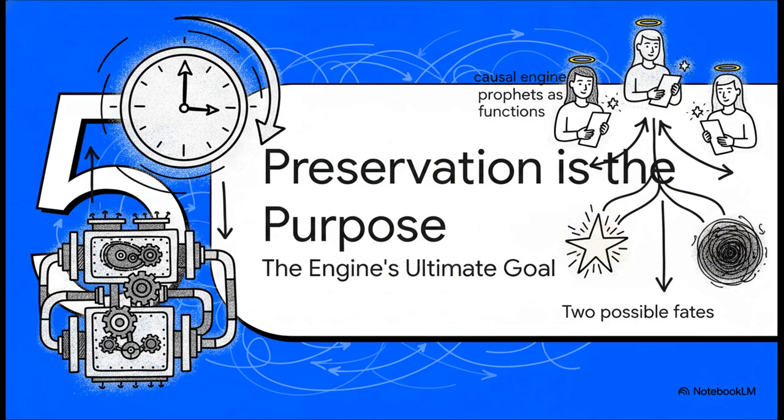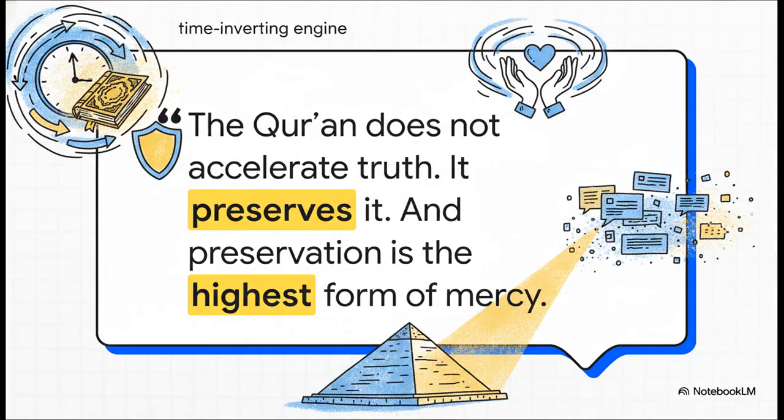So let's bring this all home. We've talked about a clock that runs backwards, a 4-stage causal engine, prophets who are more like functions, and 2 possible fates. What is the ultimate goal of this entire cosmic setup? Why build a system that's so complex? And this brings us right to the heart of it. The purpose of this time-bending engine isn't to spread truth so fast that it risks getting corrupted. No, its sole purpose is to preserve it, perfectly and eternally. And in a world where basically every message decays, this act of perfect preservation, that is the highest, most profound form of mercy there is.